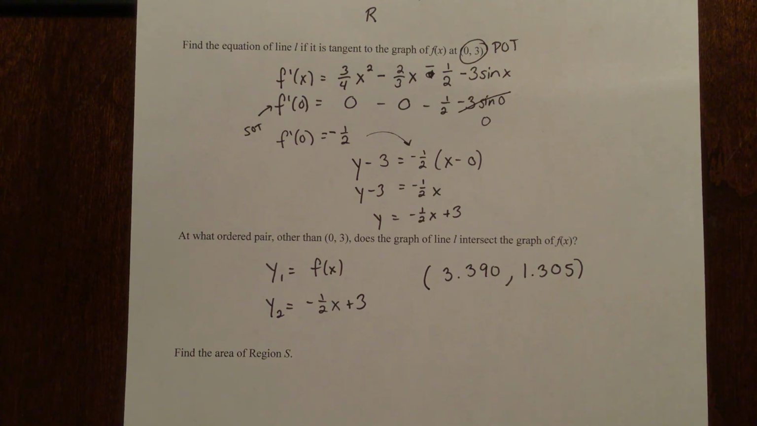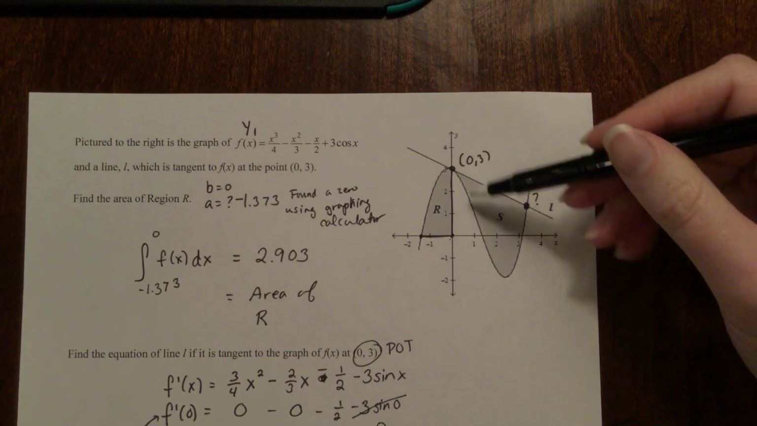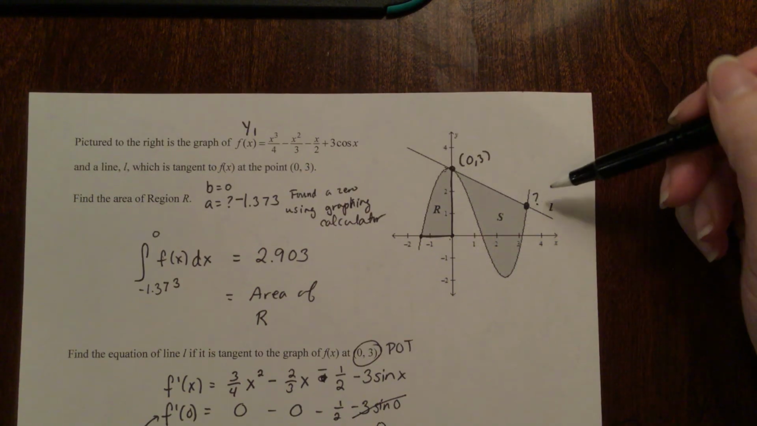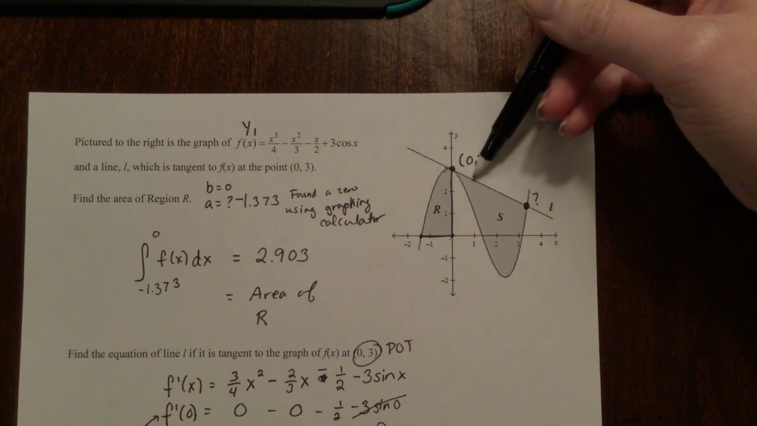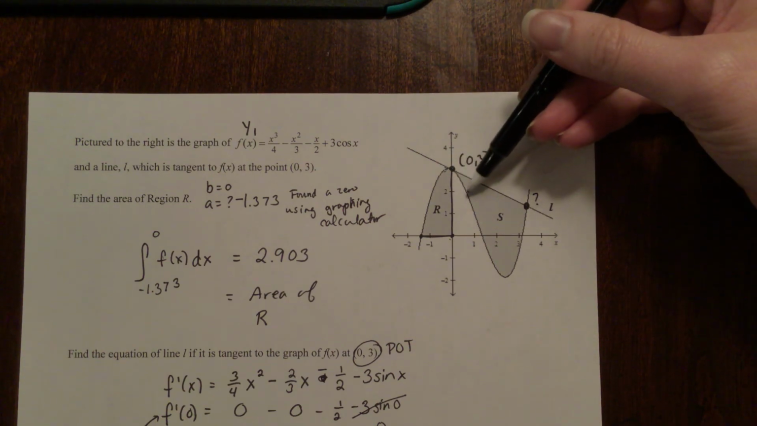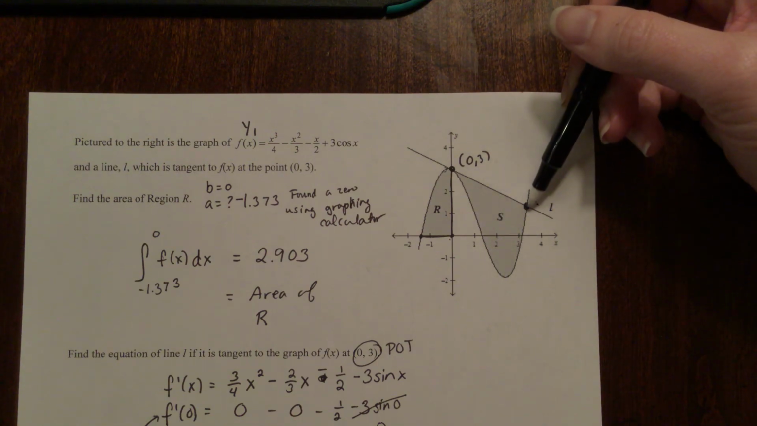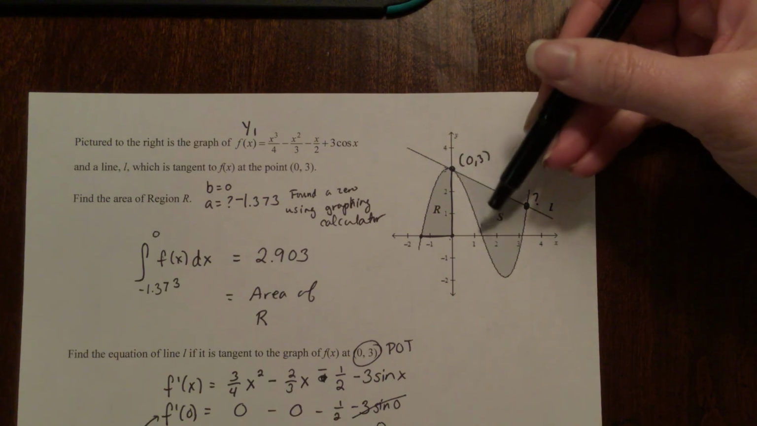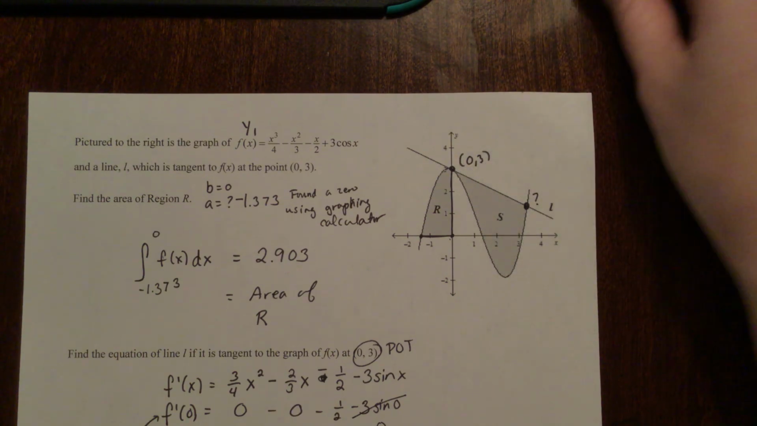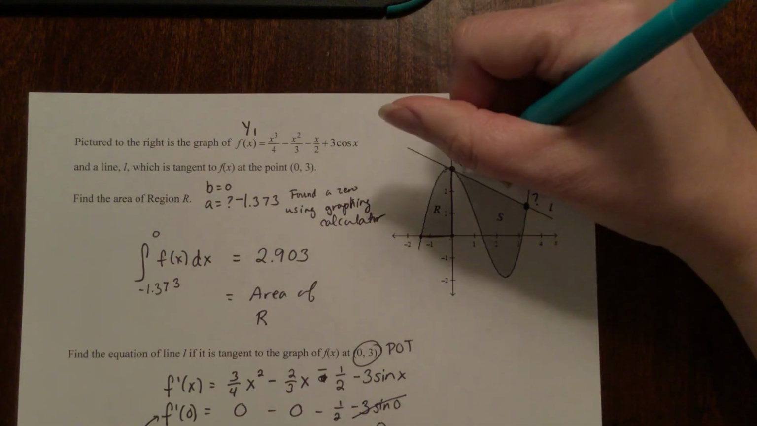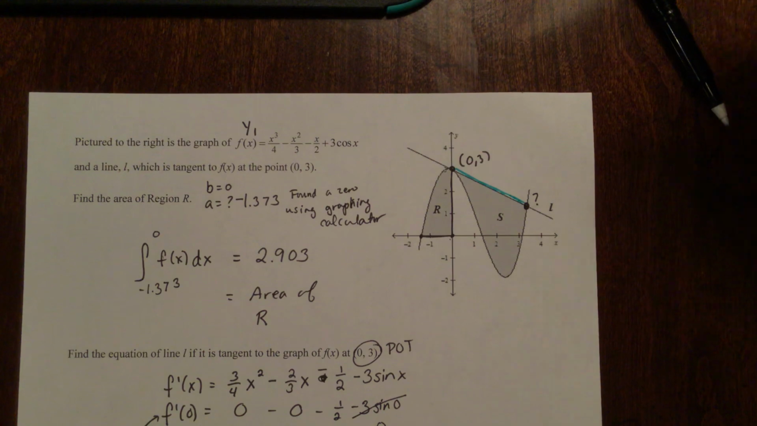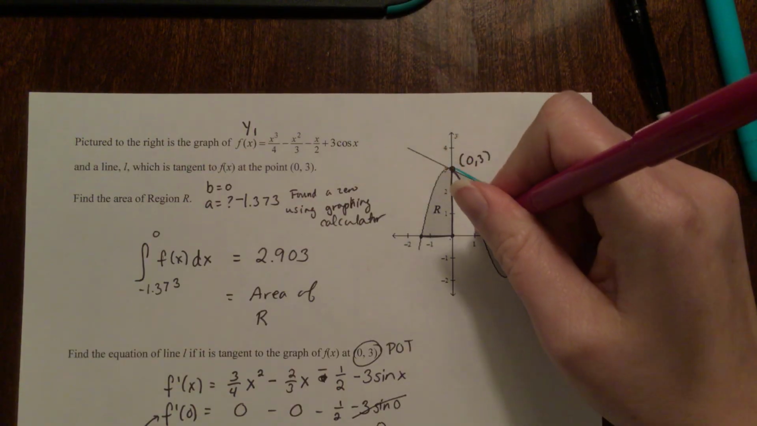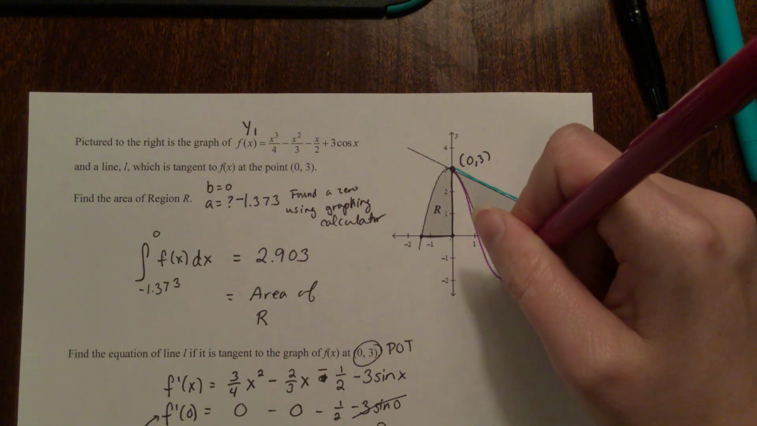Last thing we're going to do on this page, find the area of region S. So region S is this little guy right here. It is bounded by two functions. It's bounded by our y2 function, that line, and it's bounded by f of x, which is our y1. It looks like the line is above the f of x function. So this guy is going to be our blue. The line is blue, and the curve is the pink. It's beautiful tracing.